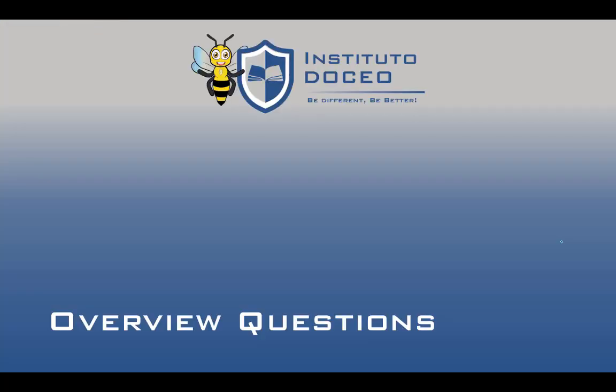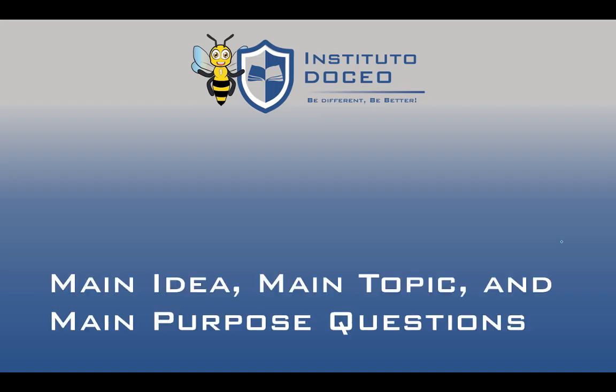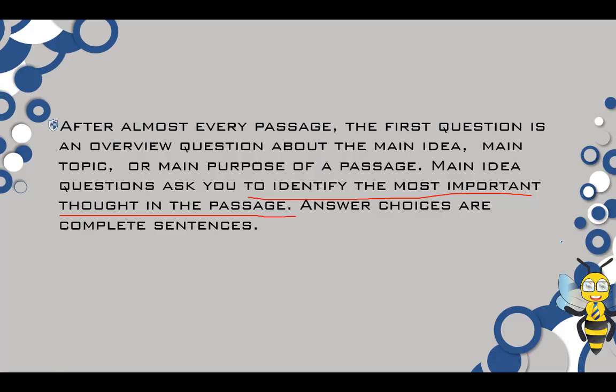So now let's start with every type of question and how we should answer these questions. Number one, let's talk about overview questions, which are the main idea, main topic, and main purpose questions. As I said, normally this type of question is going to be the first question. After every passage, there is normally an overview question about the main idea, main topic or main purpose of the passage.